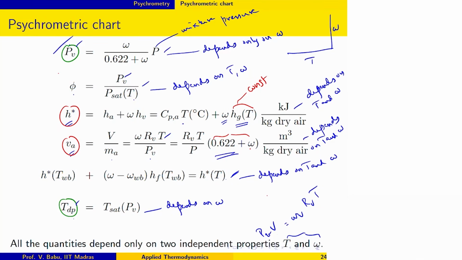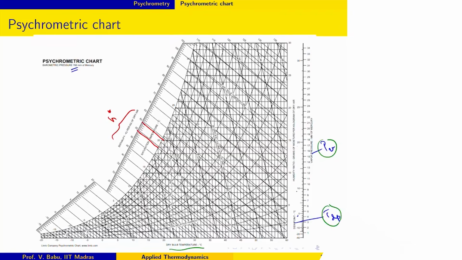From the expression for Va, it can be shown that the slope of Va equal to constant lines depends on omega and t. However, for the range of values of omega and t under consideration, the slope varies very little, and hence lines of constant Va are nearly straight lines, but steeper than lines of constant h star.